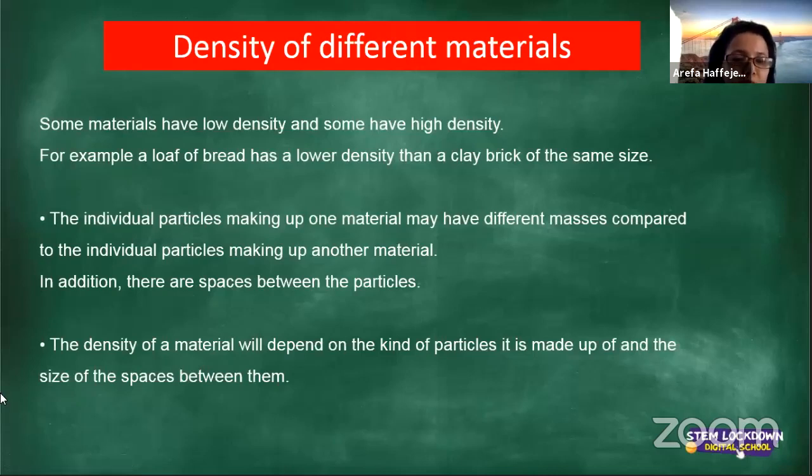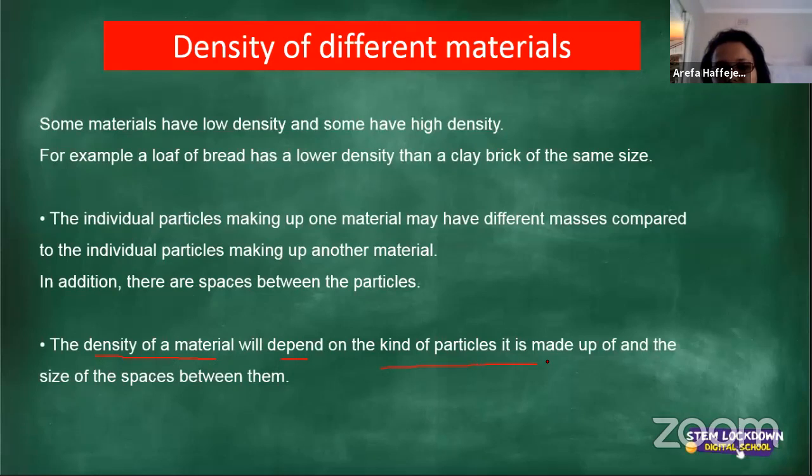Okay. So the density of a material will depend on the kind of particles it is made up of and the spaces between them, which is what I just explained to you. I'm going to read this slowly so you can understand it again, and if you want, you are welcome to write it down. The density of a material will depend on the kind of particles it is made up of and also the size of spaces between them. This is what makes something heavier than something else, even though they may have the same volume.